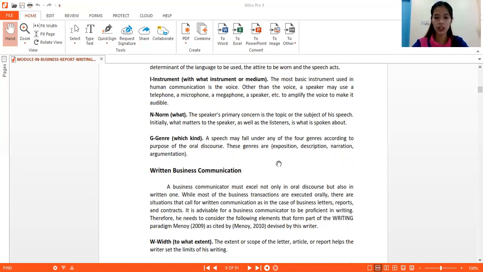And the genre, which kind? Speech may fall under any of the four genres according to purpose of the oral discourse. The genres are exposition. Exposition, you are explaining a topic. You must explain a topic.